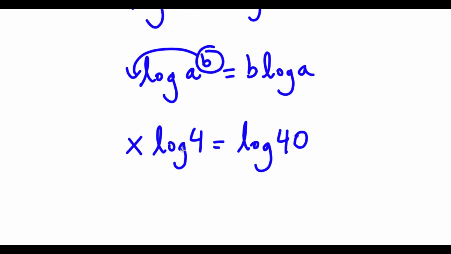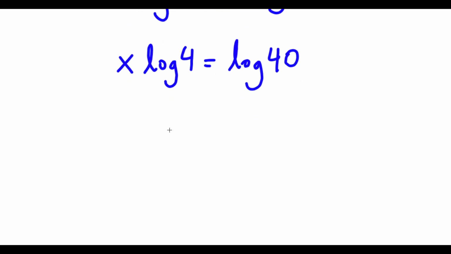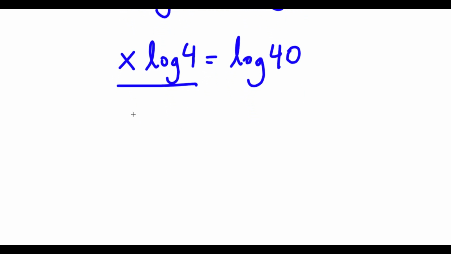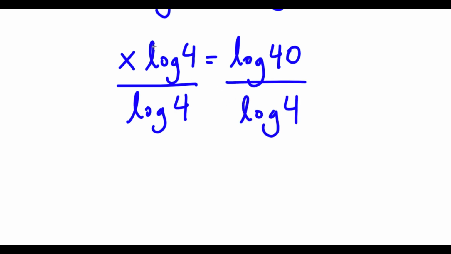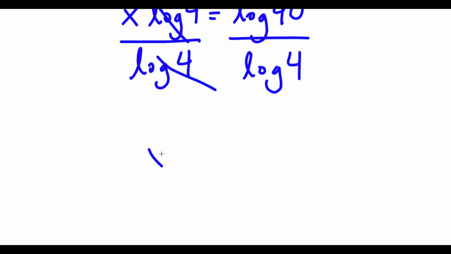Now, I'm going to go ahead and divide both sides by log 4. So then these two cancel out, and now I have x is equal to log of 40 over log 4.